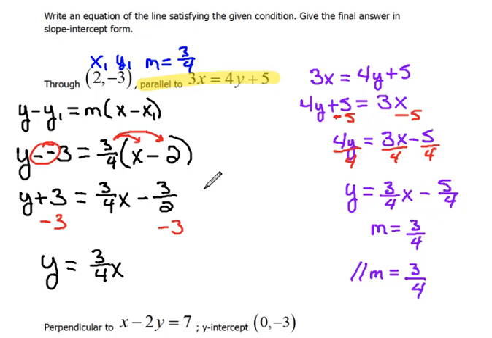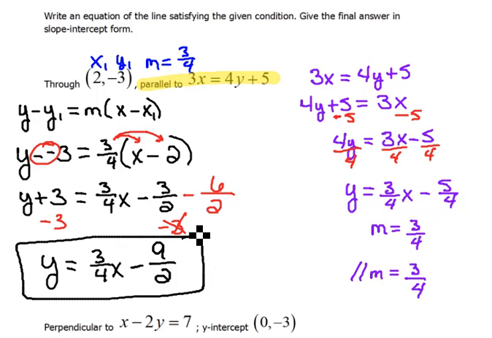I need a common denominator, so I'm going to turn 3 into something over 2. So it'd have to be 6/2 to equal 3. So -3/2 minus 6/2 would be -9/2. Now we have a parallel line going through this point, and our answer is in slope-intercept form, so everything matches what we were supposed to do.